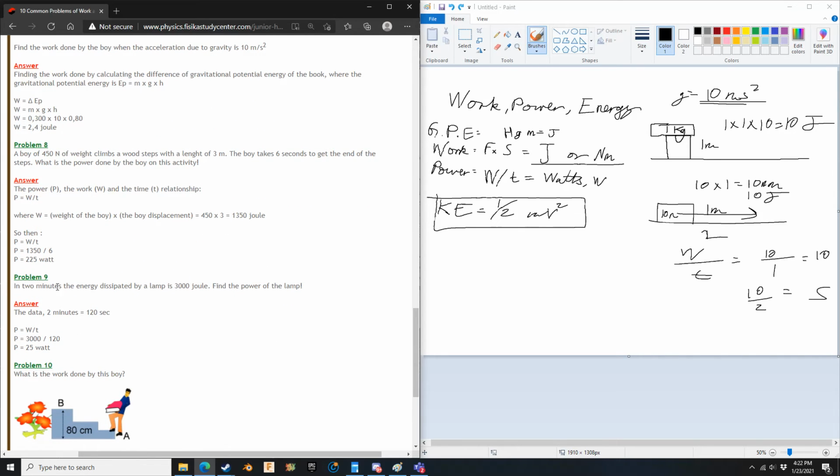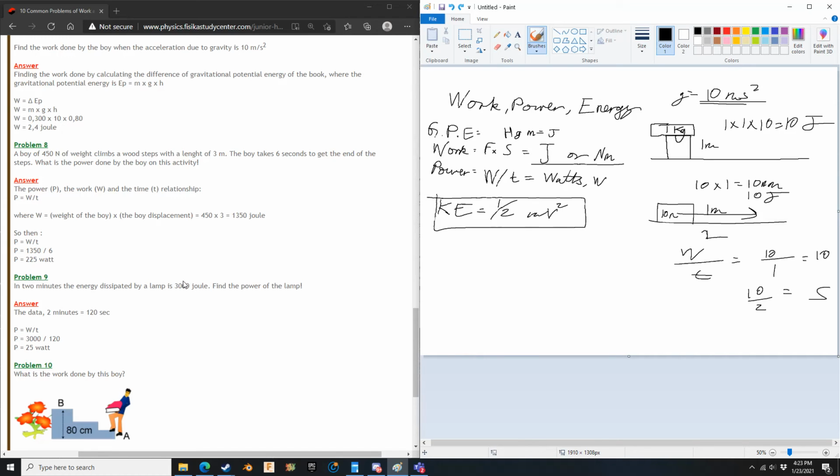Another thing is that we don't have to use the power formula just for work done by moving something. It can be any type of work and energy. So in this case it's energy dissipated by a lamp, so this would be heat and luminosity. Luminosity is another type of energy, energy by light, by photons. You don't really have to understand the fundamentals of why that energy exists or how it works.